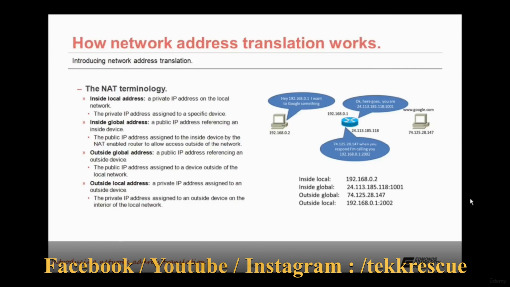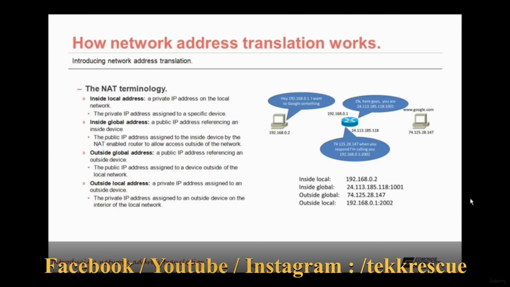Then there's the inside global address, a public address referencing an inside device. The inside global address is the public IP address assigned to the inside device by the NAT-enabled router, allowing access outside of the network. Then there's the outside global address, which is a public IP address referencing an outside device. It is the public IP address assigned to a device outside of the local network.